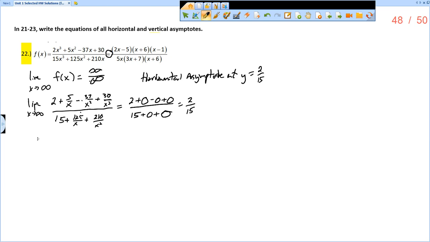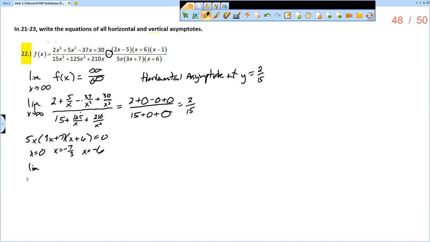All right, so now what we want to do is we want to set the denominator equal to 0. All right, and so if I have 5x times 3x plus 7 times x plus 6 equal to 0, we can get that 5x equals 0, so x equals 0. 3x plus 7 equals 0, so x equals negative 7/3, or x plus 6 equals 0, so x equals negative 6. All right, so now what that means is that these are the three spots that are potentially vertical asymptotes.